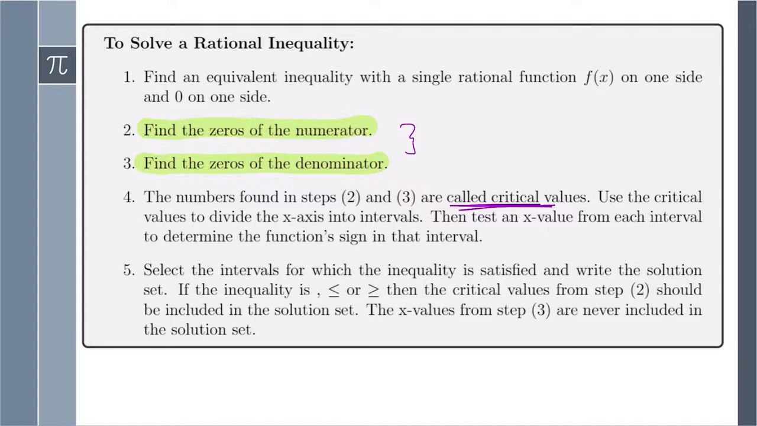Now we do the same thing. We'll put them on a number line. We check the intervals, and then whichever works is our solution. Whichever does not work is not in the solution.